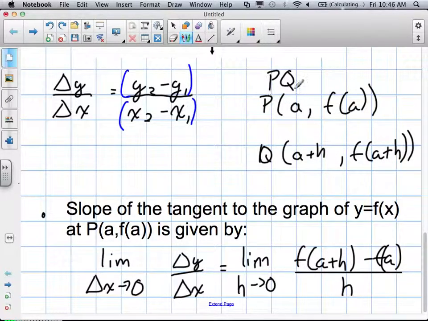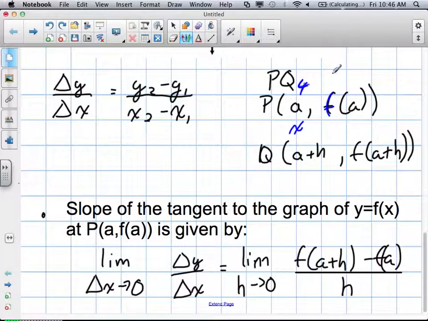Okay? Now if you remember with our secant lines, we had point P, which is where we were trying to start from, all the way to point Q. Point P is whatever number we're at, so say we're at the number 4. That would be the x value. For the y value, we'd be plugging the number 4 into whatever the function is.